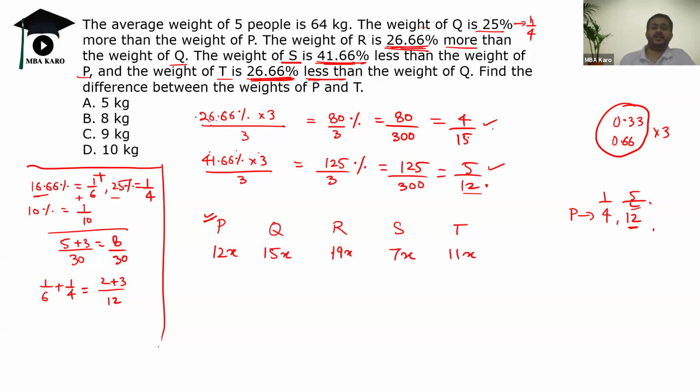Right? Now we got the values. We need to find the difference between the weights of P and T. Average is given as 64. So just add these values: 12, 15, 19, 7, 11. 30, 37, 37 plus 27, 64x.